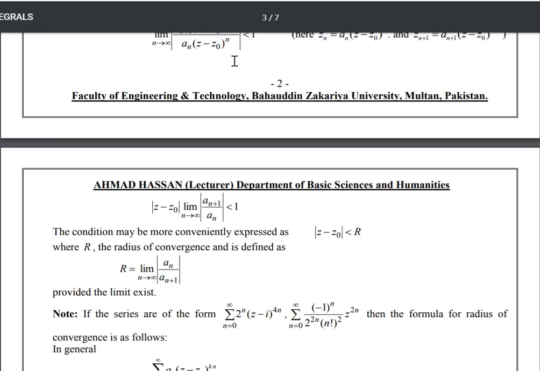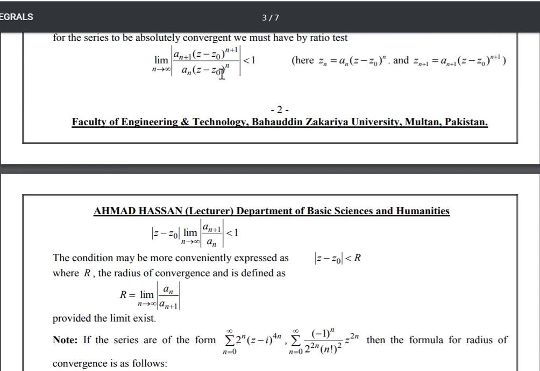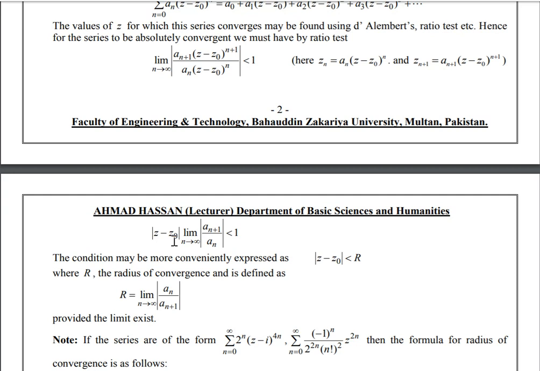Taking the modulus separately, z minus z naught to the power n cancels. We are left with an plus 1 over an and z minus z naught. Taking the modulus separately, as n tends to infinity, z minus z naught contains no n, so we can take it out of the limit. Then this product is less than 1.